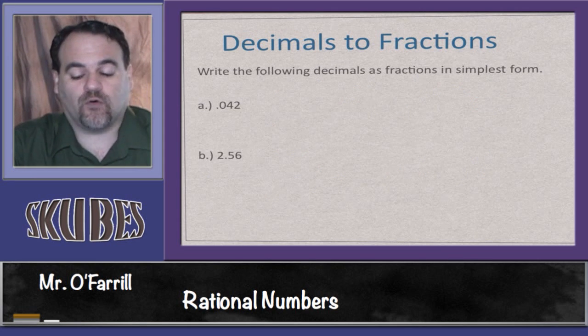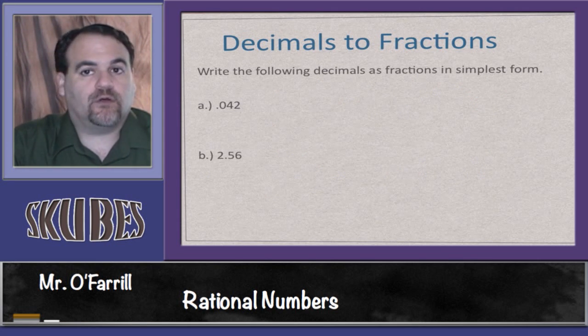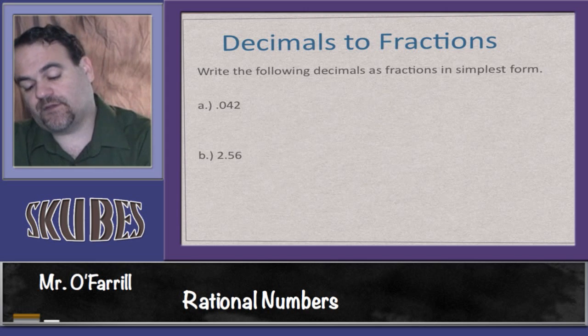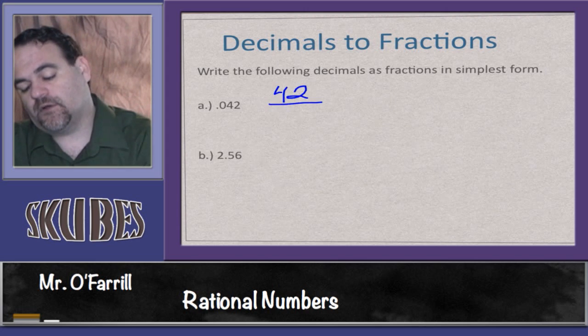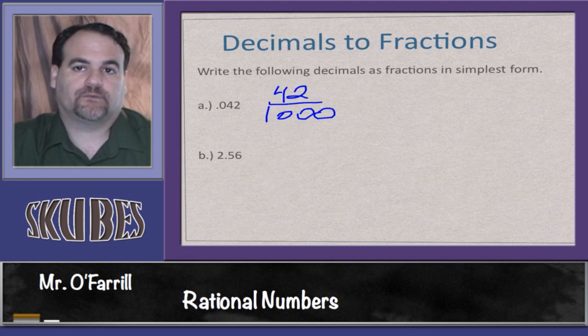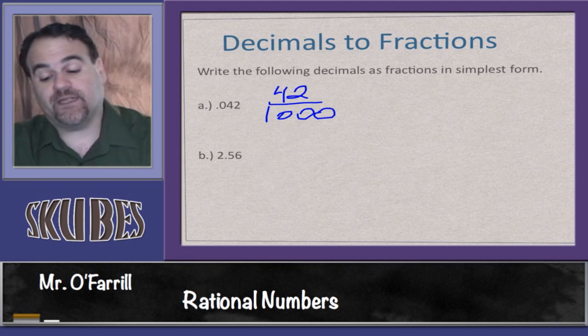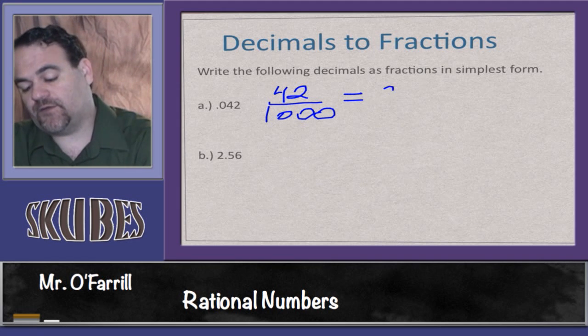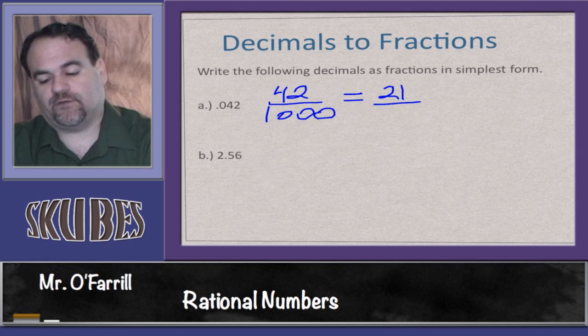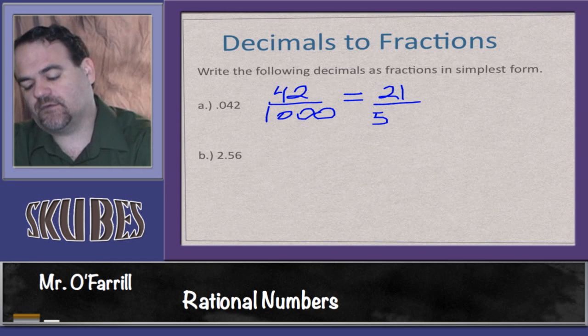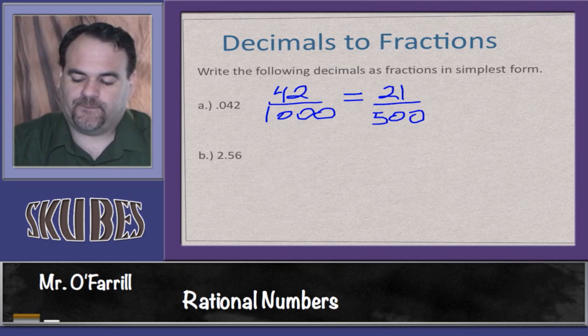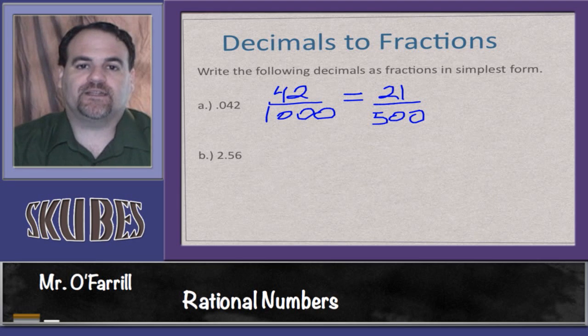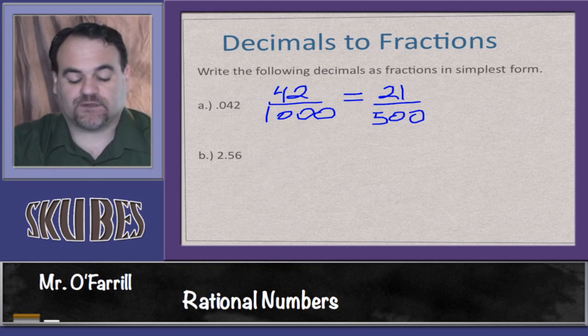And finally, let's do 2 more. We have 0.042. That's the number 42 out of 1,000. Well, both of those numbers are even, so they're both divisible by 2. 42 divided by 2 is 21. 1,000 divided by 2 is 500. 21 is 3 times 7, which there's no 3 or 7 in 500, so that's as small as we can get it.